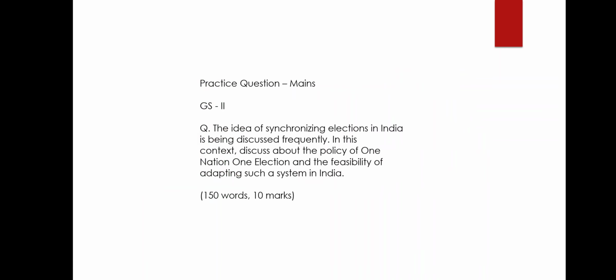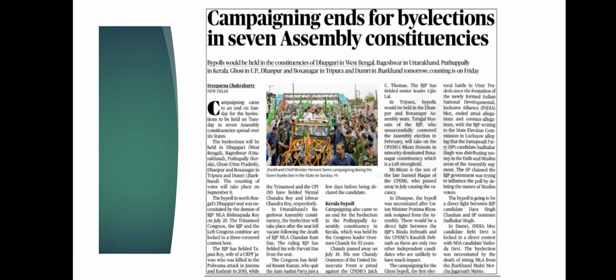In this discussion, we saw what is one nation, one election. We saw the steps taken by the government and various recommendations given by the Election Commission and the Law Commission. We also saw the need for one nation, one election. Finally, the hurdles in implementing one nation, one election. With this, let us conclude this discussion. Take up the news article. Look at this news article.